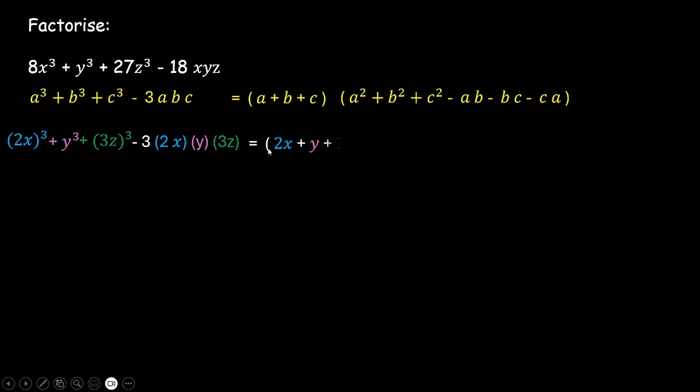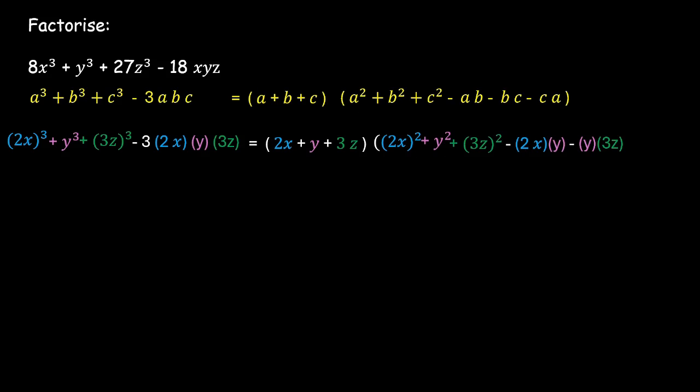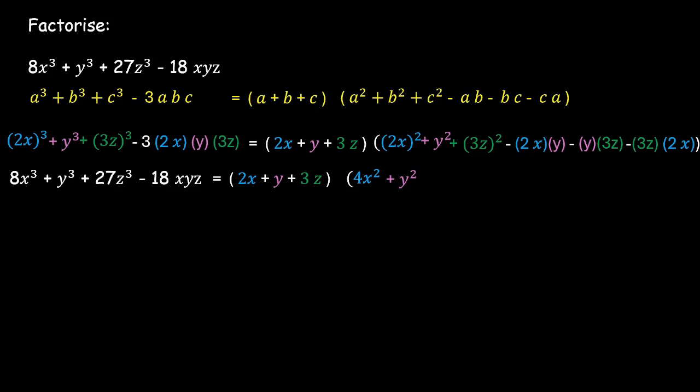Now let's just substitute the values. A is 2x, B is y, C is 3z. Square of 2x, then square of y, then square of 3z, then minus AB, minus 2x into y, minus y into 3z, minus 3z into 2x. Let's solve it. So this is (2x plus y plus 3z). Square of 2x is 4x square plus y square plus 9z square minus 2xy minus 3yz minus 3 into 2 is 6, 6xz. And here we got our final answer.